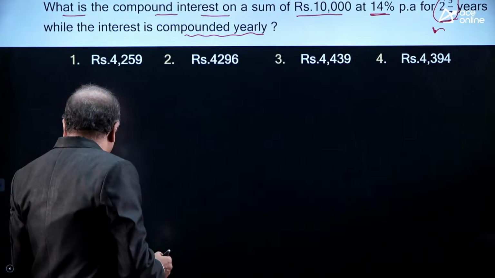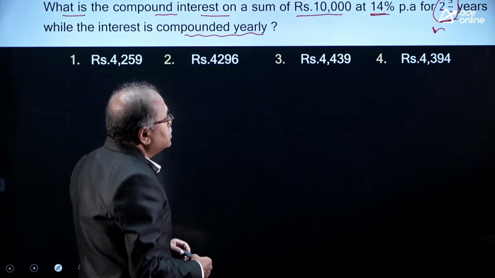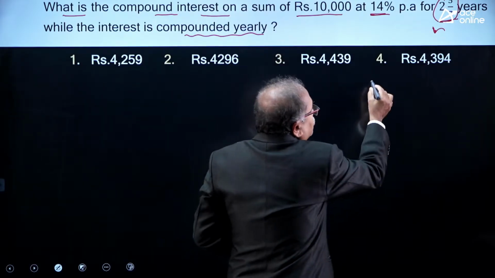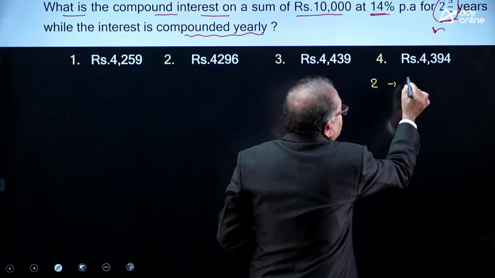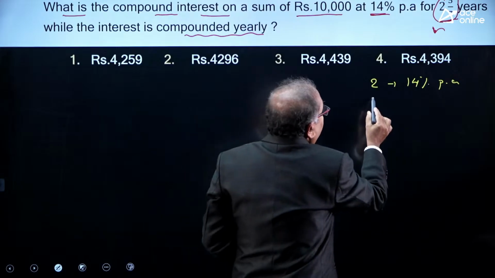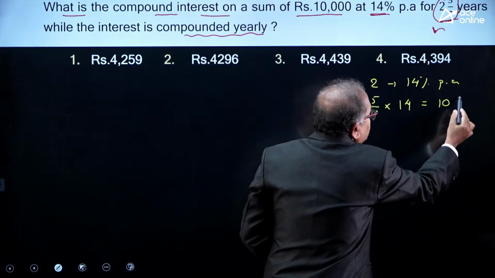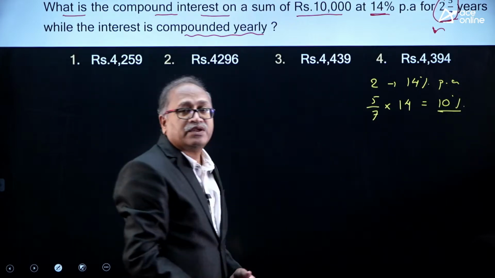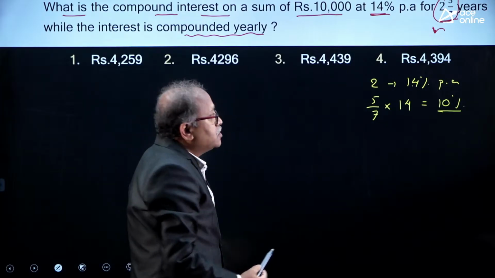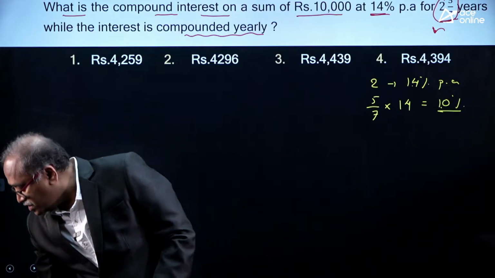Let me start this question and look at this. I will change the method. The very first thing is 14% is there. So, for 2 years I will go with the 14% per annum, and for 5 by 7 years, 5 by 7 into 14, and that comes 10% for 5 by 7 years. So, for the first 2 years I will go with the 14%, and after that for 5 by 7 years I will go for 10%. Anyone answer the question?